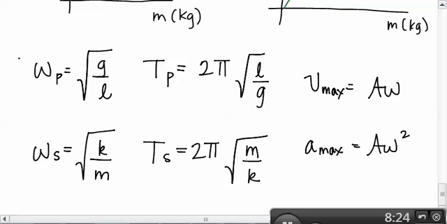The goal was just to have you do a lab where you got to derive these relationships, or at least look at the relationship.